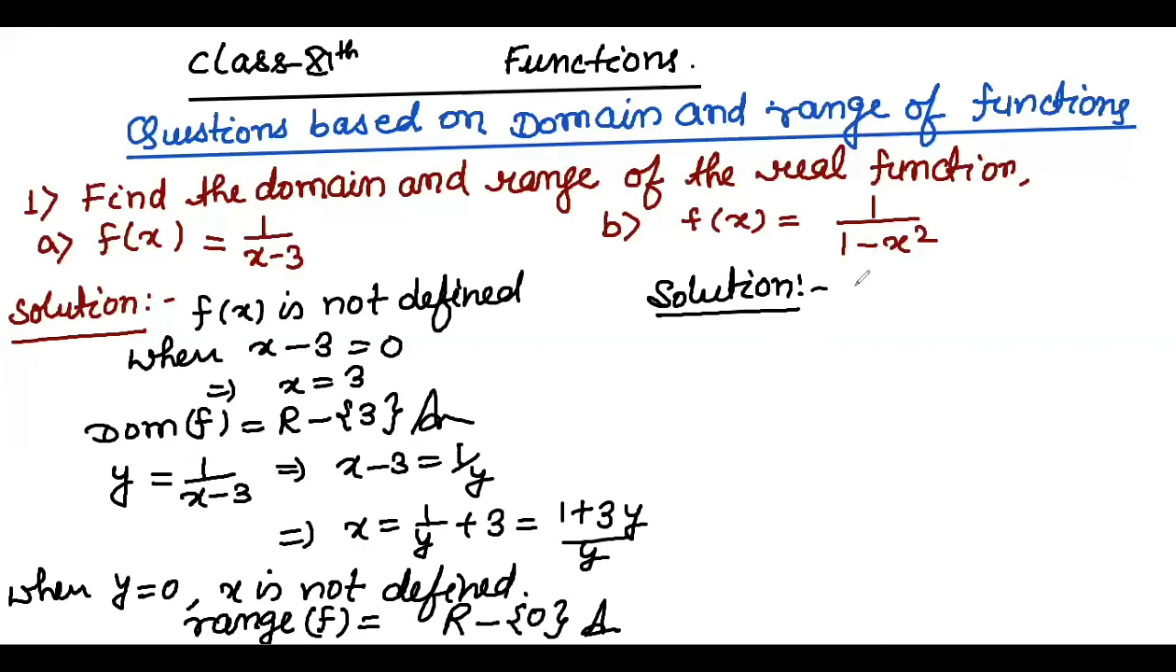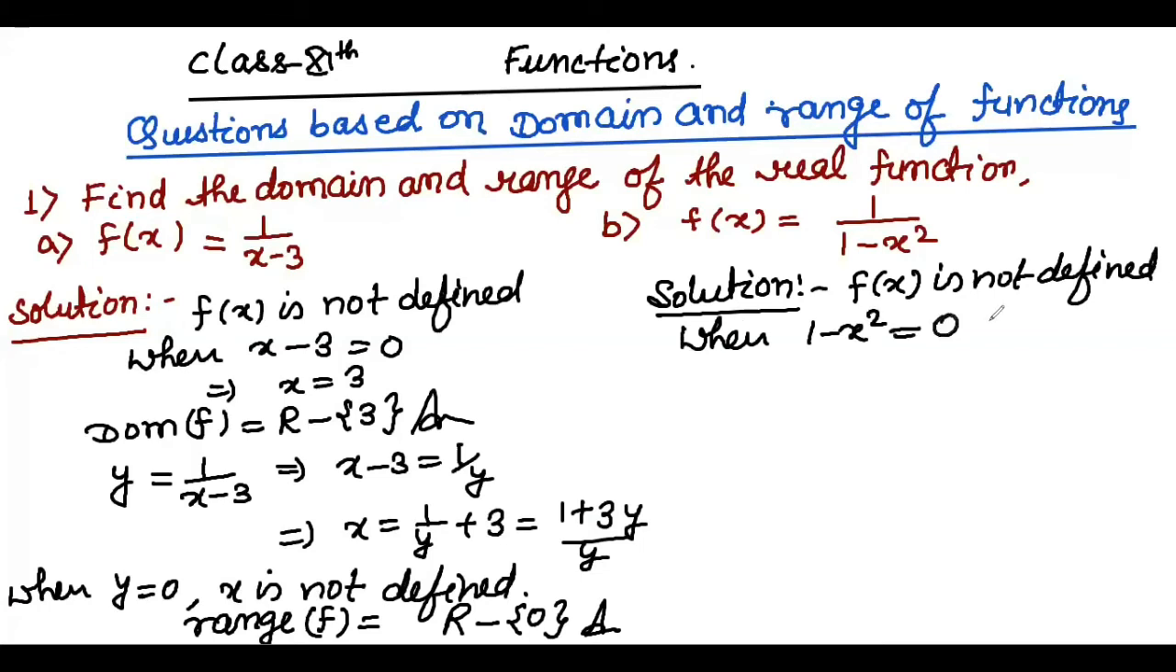So here we can see clearly f(x) is not defined when 1 minus x square equals 0. That implies x equals plus minus 1. So we can write here the domain of f will be all real numbers except minus 1 and 1. So this is the domain value.